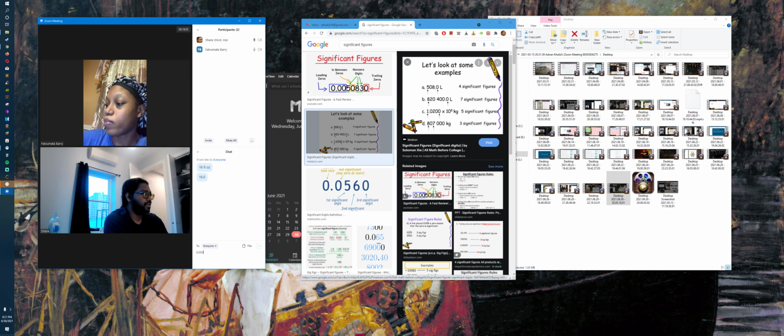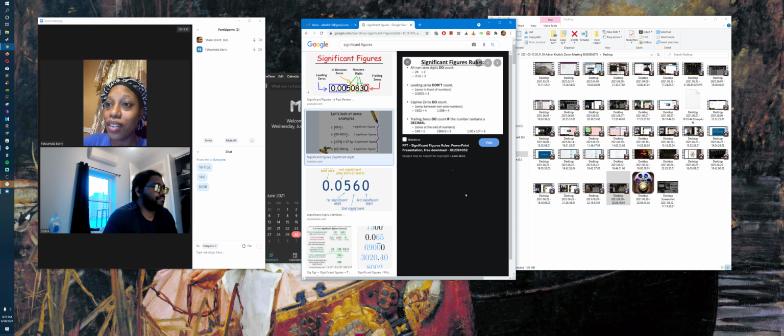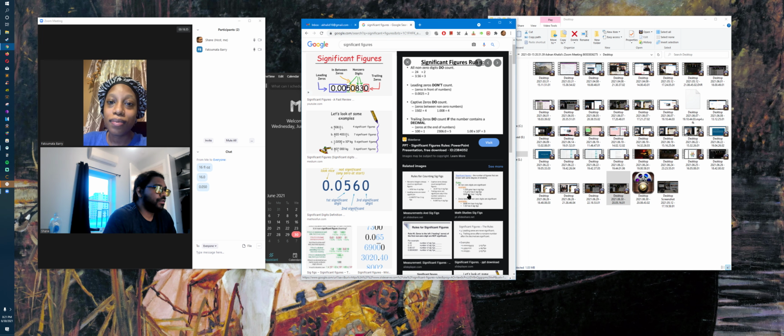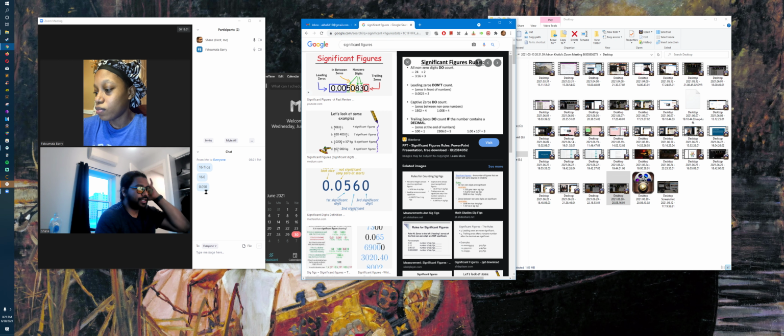What about this? It's two, right? Two or three. Okay, the five counts because it's a non-zero digit, and then the leading zeros do not count. So the 0.0 does not count, and then the trailing zeros count if the number contains a decimal. So that zero after that five counts. So what was your answer? Was it two? Good. That's right. Good job.